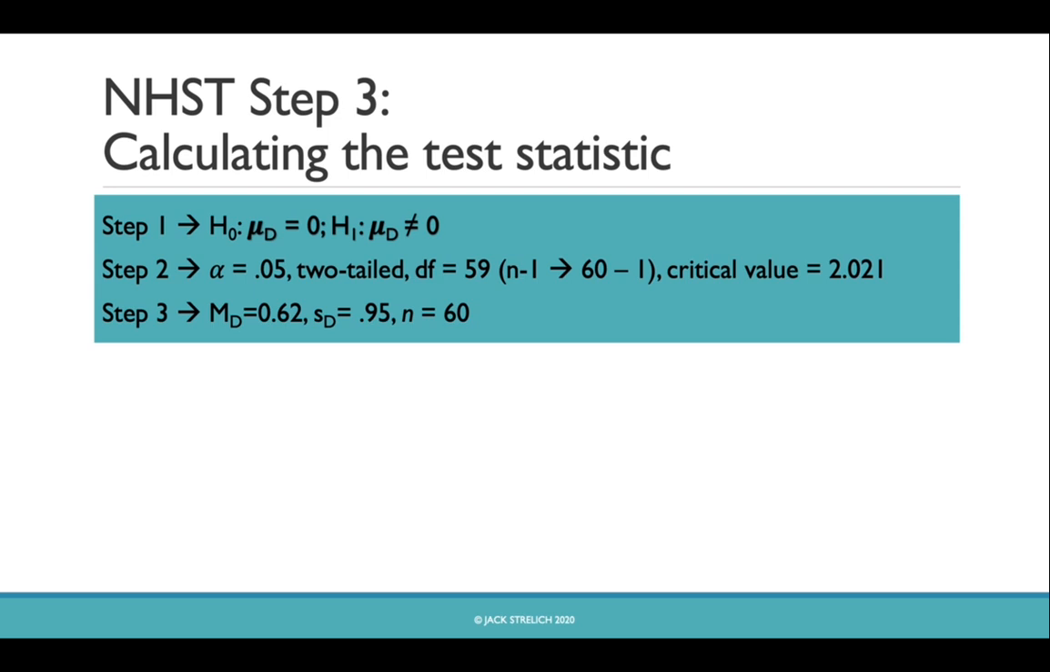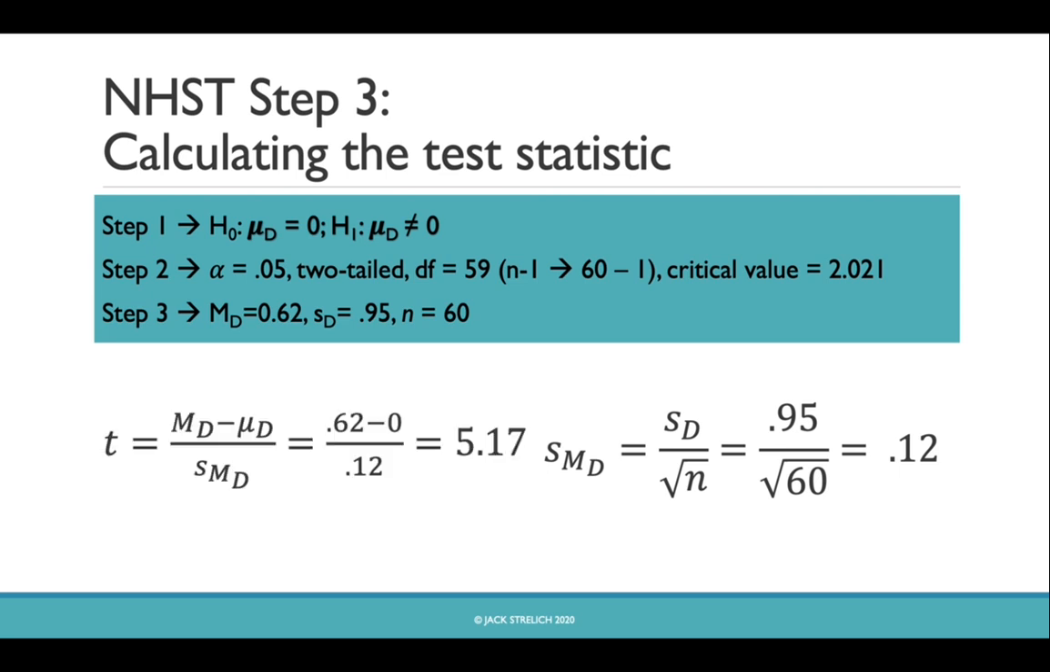So now that we have our mean difference and the standard deviation of the mean difference, we can calculate our test statistic. We'll begin by calculating the standard error. The standard deviation of our differences, 0.95, divided by the square root of our sample size, 60, gives us a standard error of 0.12. We then plug this into the denominator of the equation for the test statistic.